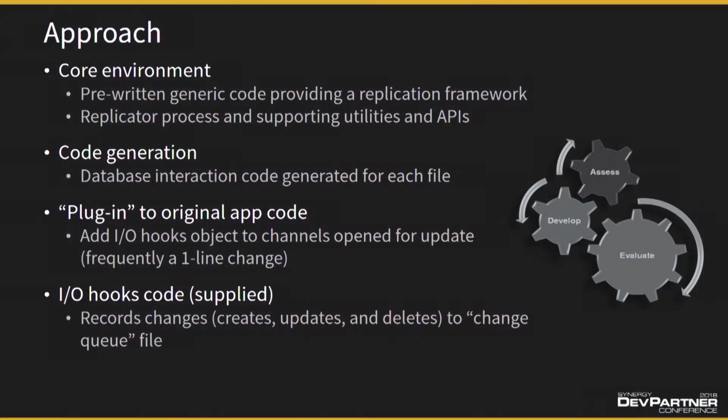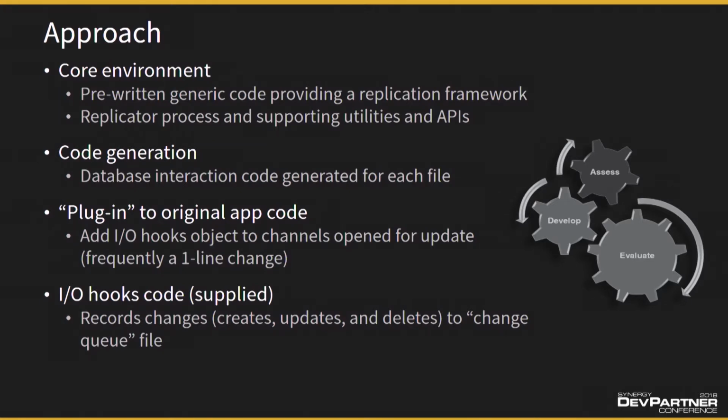Because that's the only time we need to do any replication, and it says, is this a channel to a file that I've been told we are replicating? And if so, it adds an I/O hooks class to that channel, and that I/O hooks code is pre-written and records changes that are made on that channel. So from that point on, any create, update, or delete is tracked by the I/O hooks code by recording information in what I call a change queue file.